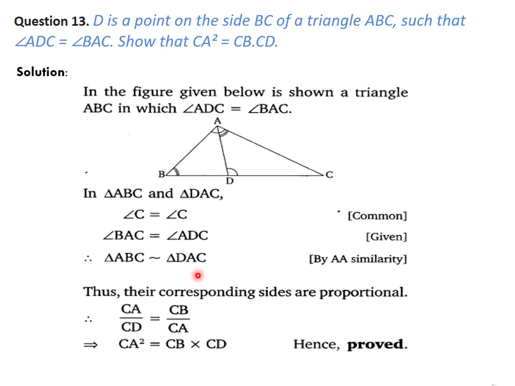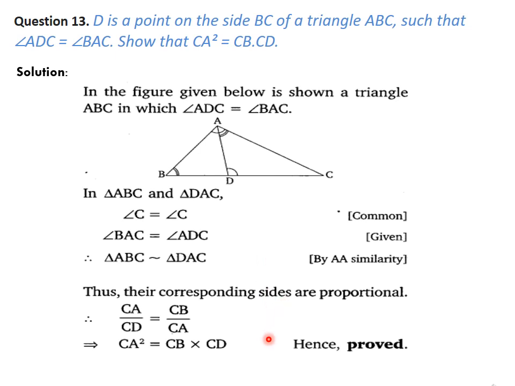to triangle DAC. Now, thus their proportional sides will be CA by CD and BC by AC. So we will write over here. Now if we just cross multiply, we'll get CA square is equal to CD into CB. So this is the relationship that we write over here.